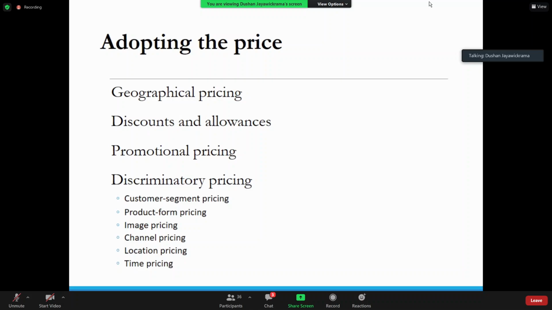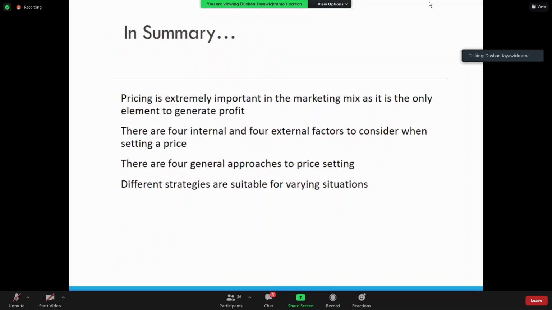Likewise, time pricing, like telephone peak hours and off-peak hours. Likewise, you make some adjustments to the price. The hotel industry has different prices due to fluctuating demand seasonally. So these are some of the practical aspects of setting your price.